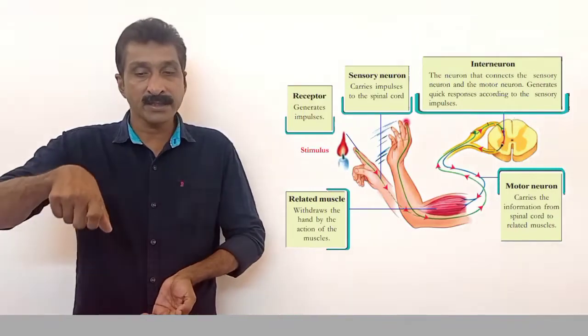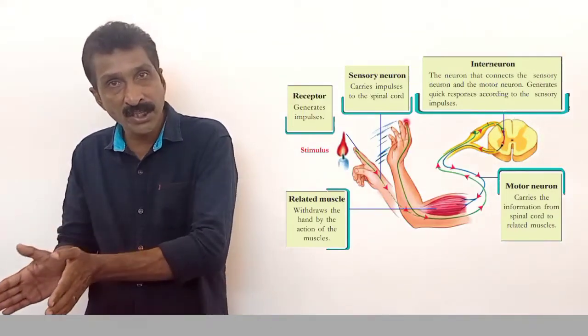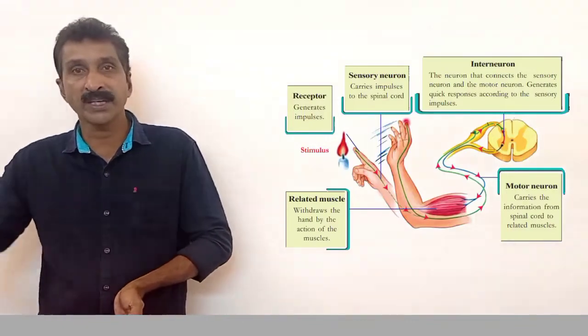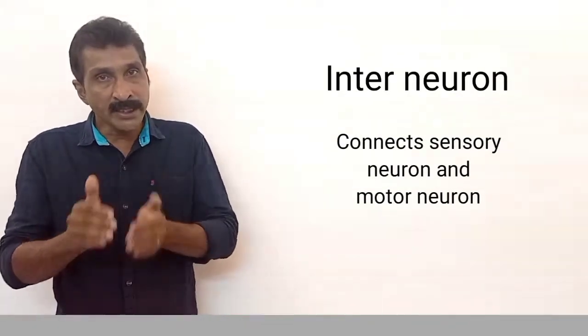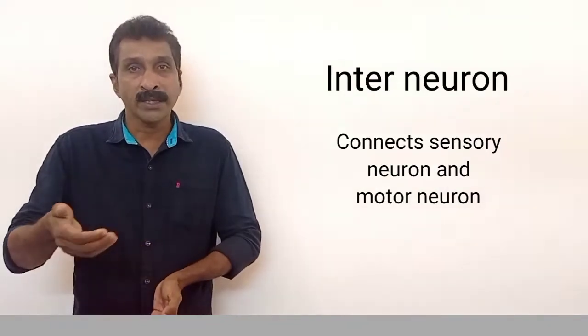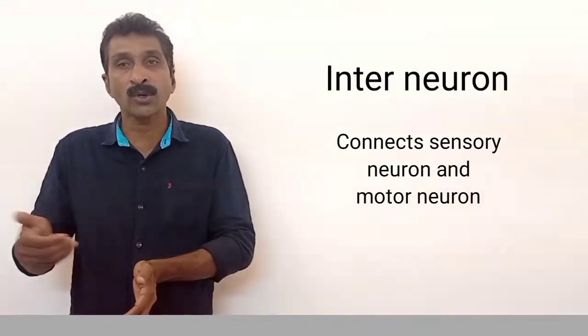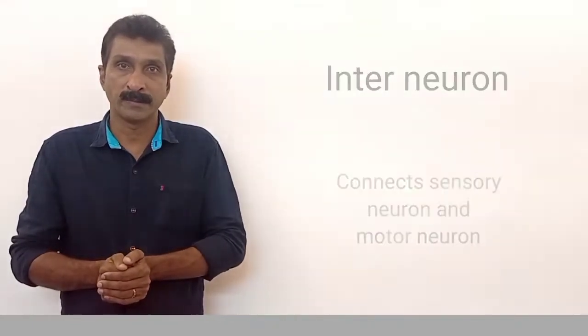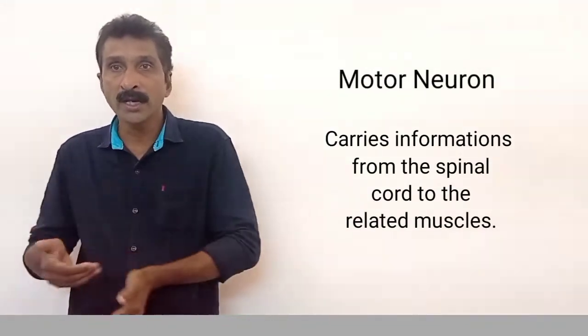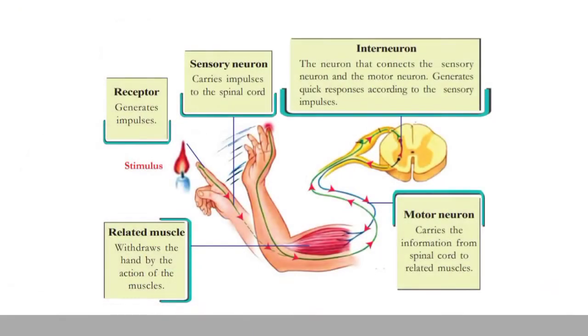Then the receptor carries impulses to the sensory neuron, and the sensory neuron carries the impulses to the spinal cord. The interneuron connects the sensory neuron and the motor neuron, and the interneuron also generates quick responses according to the sensory neuron. Then the motor neuron carries the information from the spinal cord to the related muscles, and in the next stage the hand is withdrawn by the action of muscles. All these are the different stages of the reflex action.